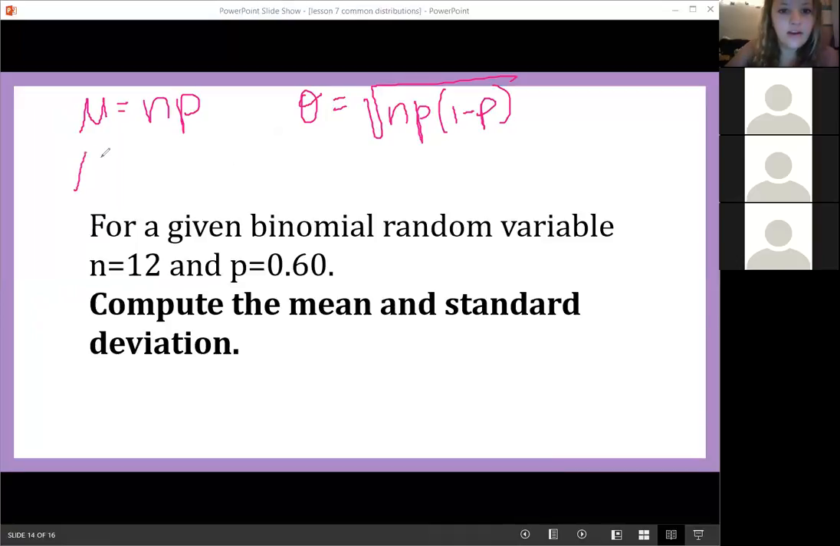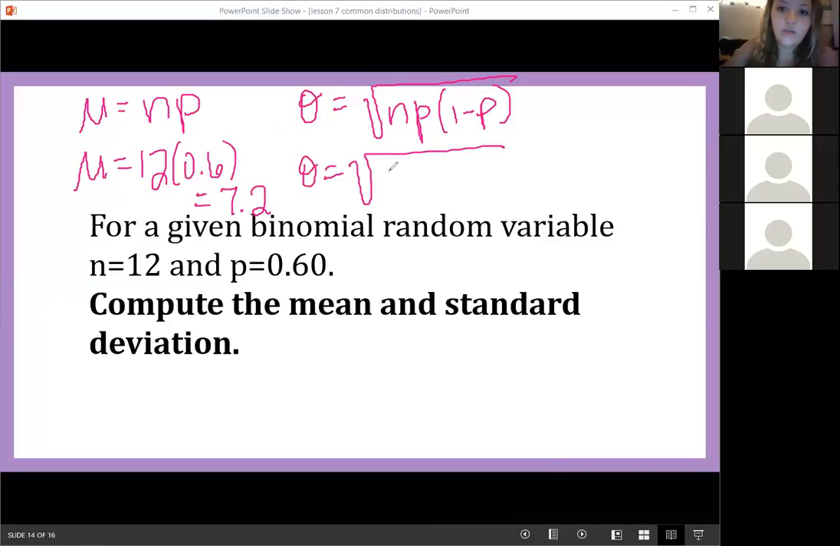Okay, so then just to do this, we just have 12 times 0.6, which you guys are correct, we get 7.2. And then if we were to do our sigma for our standard deviation, we would get 12 times 0.6 and then times 1 minus 0.6. Boom. The answer is 1.697. Awesome. Good job, guys.